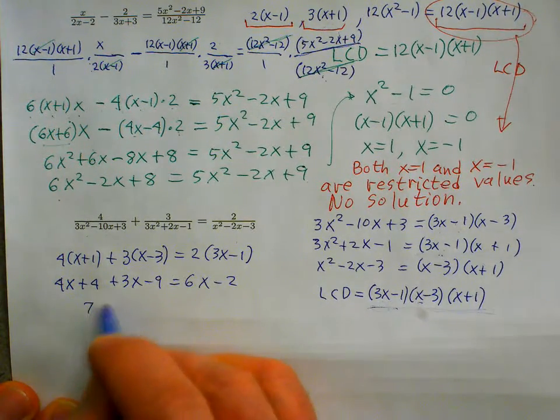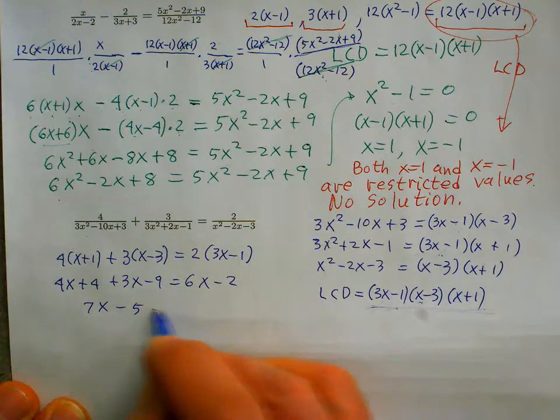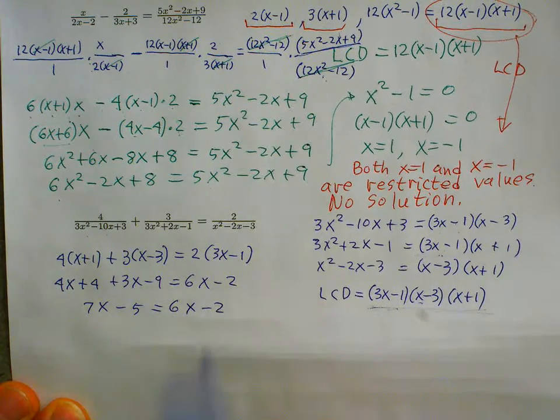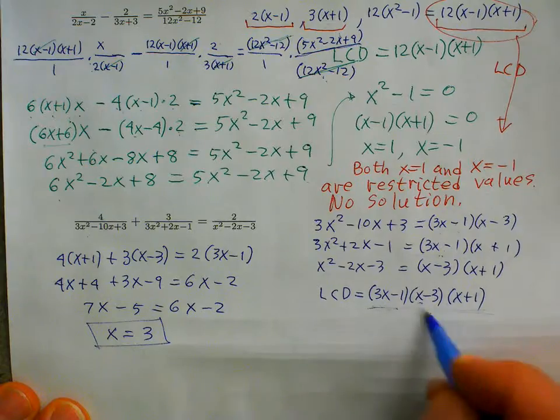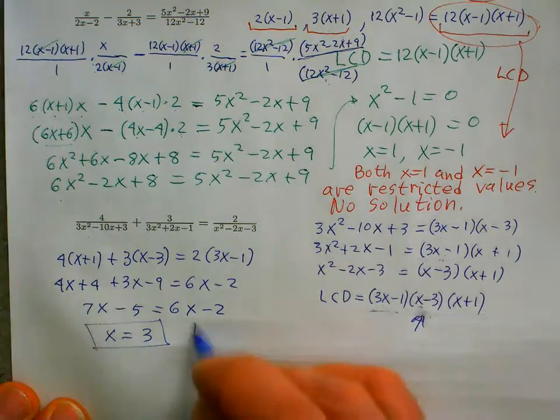So we get 7x minus 5 equals 6x minus 2. Subtract 6x from both sides and add 5 to both sides. We get x equals 3. But 3 is restricted, so no solution.